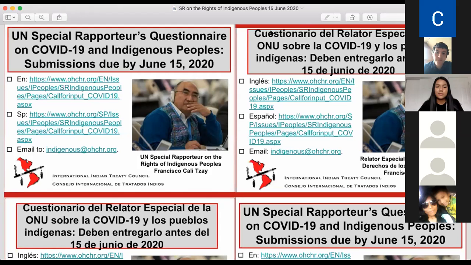So with that, I'm going to stop sharing my screen. Somebody is writing that the deadline has been extended to the 19th. Again, we've heard from the Special Rapporteur that the submission should be in by the 15th. This is directly from him, and we'll continue with that information until we hear otherwise.